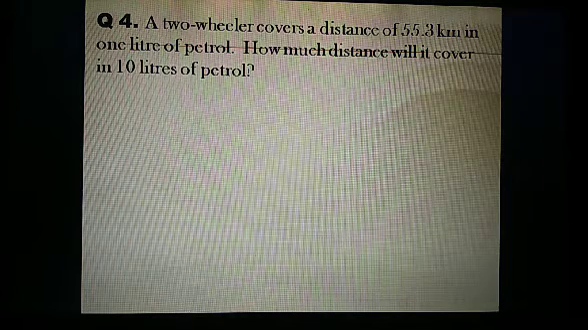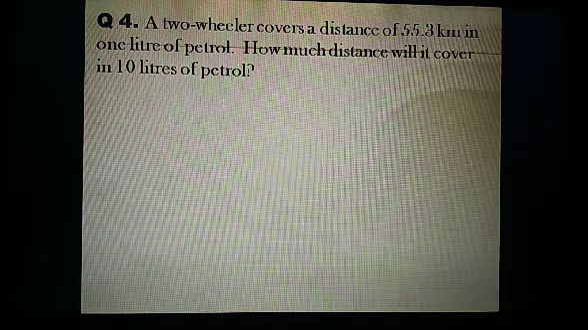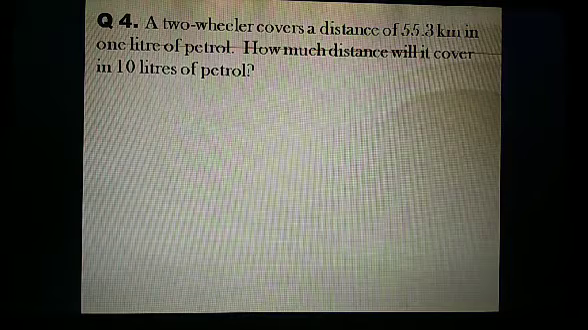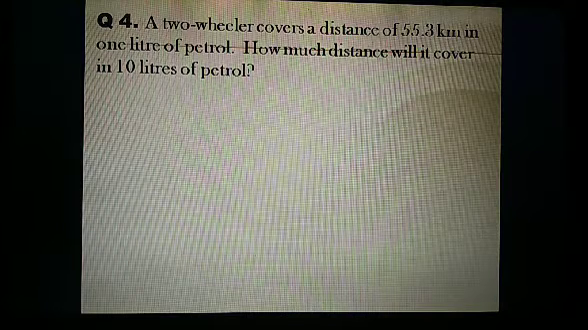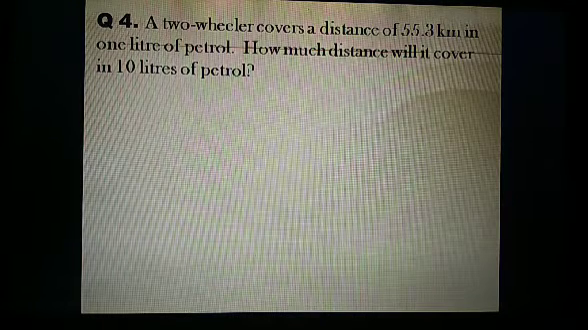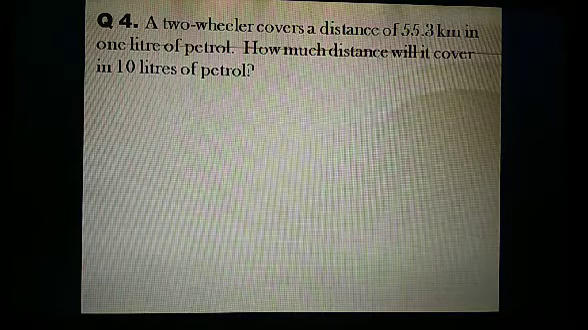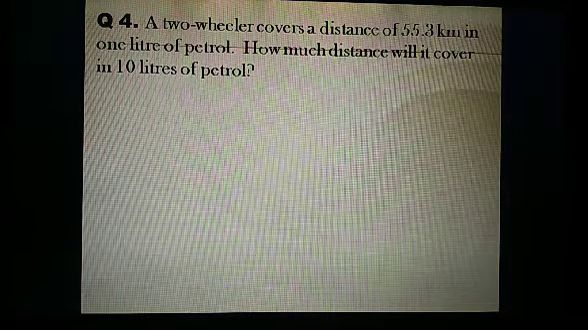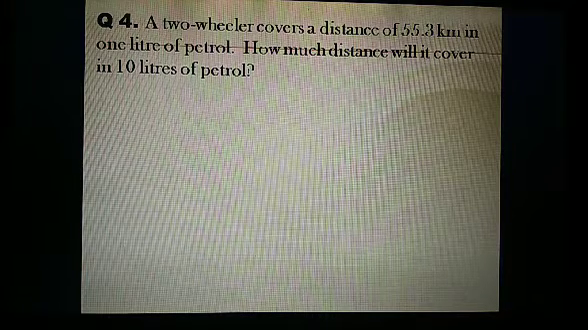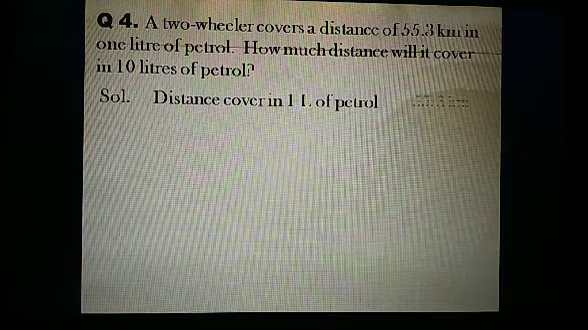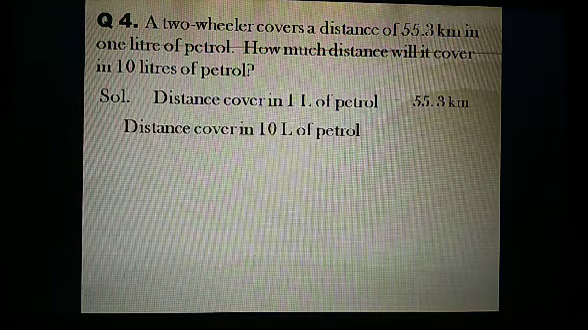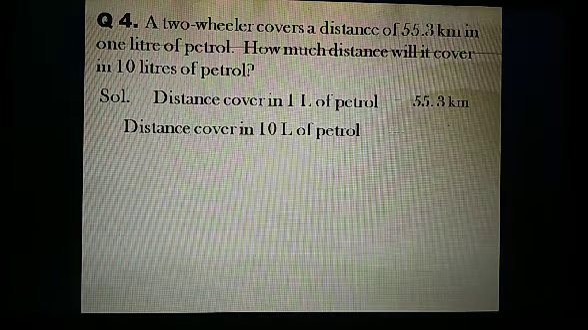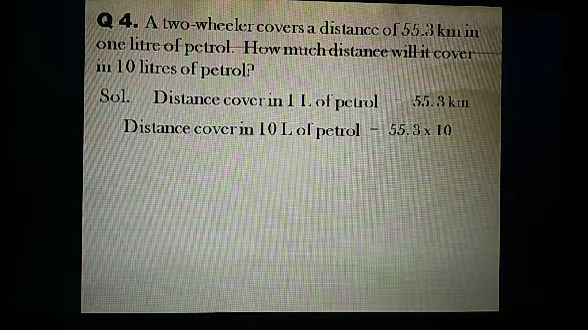A two-wheeler covers a distance of 55.3 km in 1 liter of petrol. How much distance will it cover in 10 liters of petrol? So the value of 1 is given to you. We are supposed to find the value for many. 1 to many means multiply. So distance covered in 1 liter of petrol is 55.3 km. Now distance covered in 10 liters of petrol is 55.3 into 10.